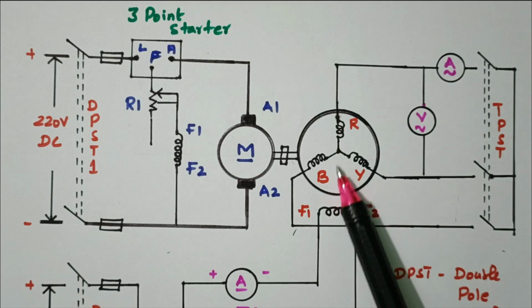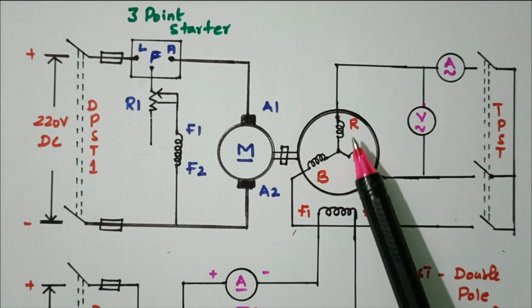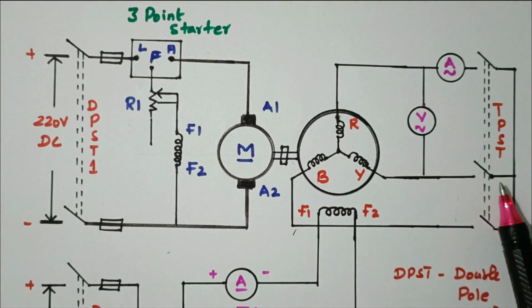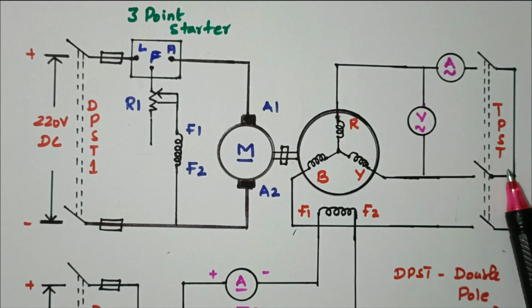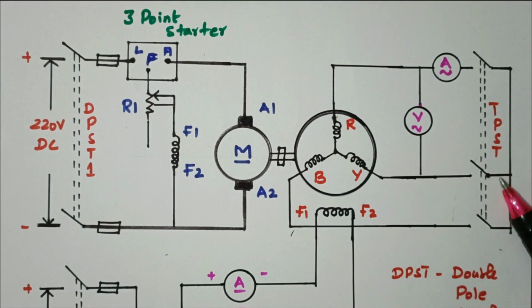So this is the three-phase alternator. Here we are going to perform the OC/SC test, R phase, Y phase and B phase. It is controlled by the TPST source, the triple pole single throw switch. So it is connected by the triple pole single throw switch.